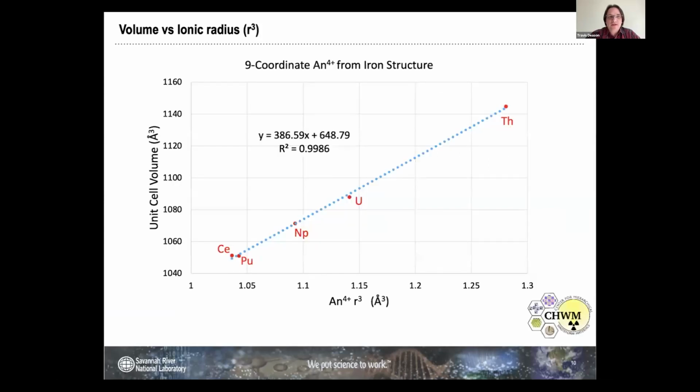And you can see here when we plot the volume versus the ionic radius cubed, that you do end up with a linear relationship between those two variables. And our correlation factor, the R squared value, is almost 1. So it is a linear relationship. And again, that lends confidence to how we determined the ionic radii, because it's supposed to be a linear relationship.